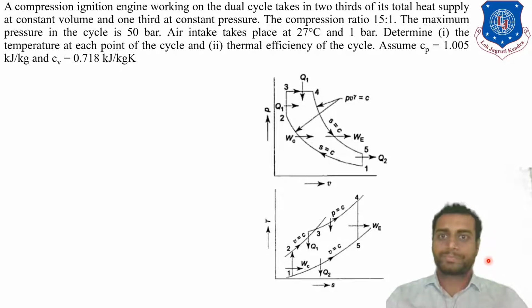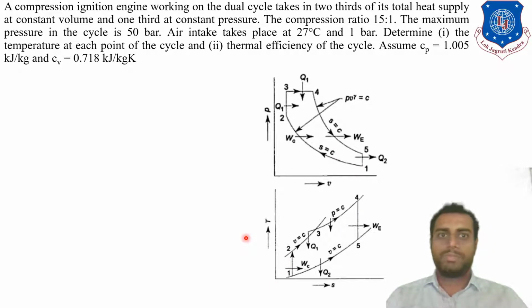Now further, the compression ratio is 15 to 1. The maximum pressure in the cycle is 50 bar. Air intake takes place at 27 degrees Celsius and 1 bar. Determine the temperature at each point of the cycle and the thermal efficiency of the cycle. Assume Cp and Cv as given in the data. Here for your reference, the PV and TS diagrams of the dual cycle are presented.